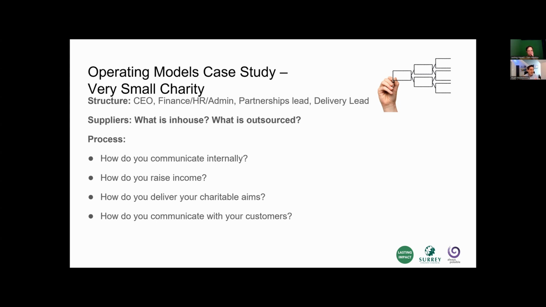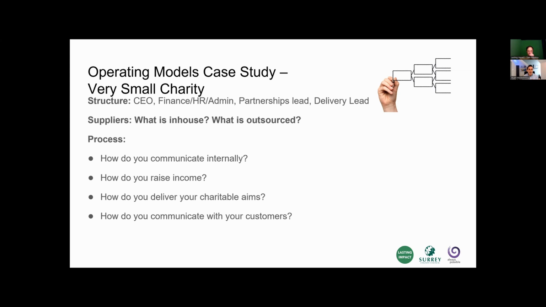And communicating internally, pretty straightforward if you're only a small 4-person organization. A lot of it might be verbal, but you'll probably have some sort of email system. Raising income, it might be completely offline and non-technology based. It might just be simply about going around with a bucket, raising money that way, getting coins in. Unlikely in this day and age, because most people use contactless, and you'll get less and less money in your income. And if you are using contactless terminals, then this is when you really need to think about how we'll use technology there. Charitable aims, this is probably the critical one.